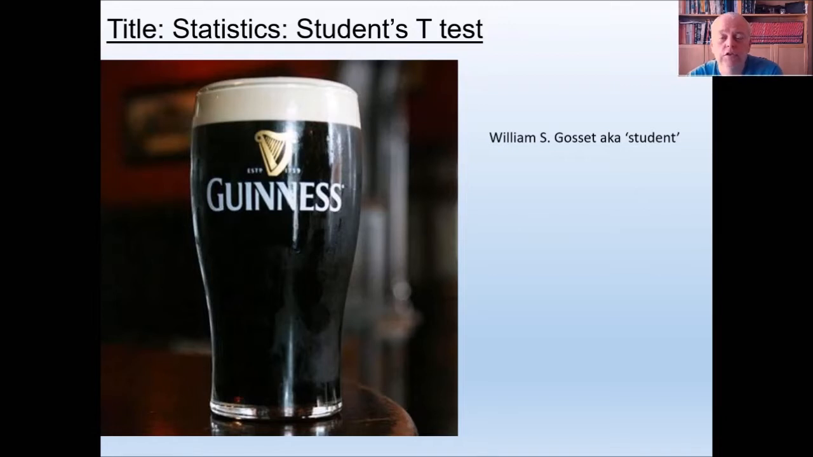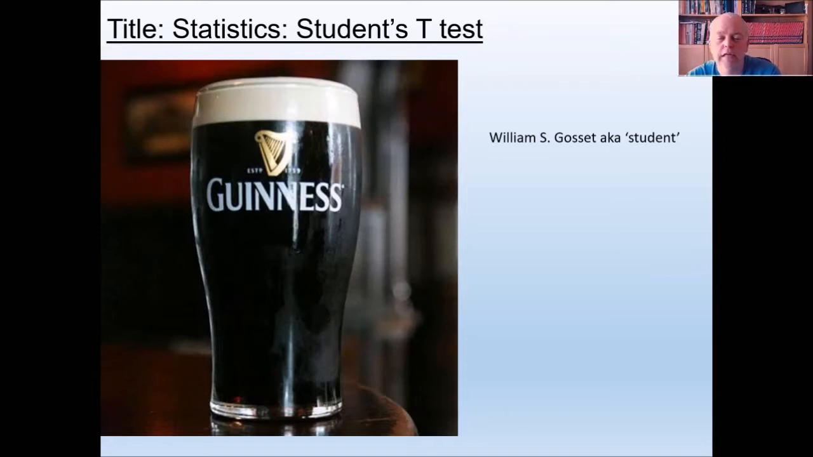So this is called the Student's t-test, and you might wonder, why is there a pint of Guinness on the screen? That's because this particular test was developed by a gentleman called William S. Gossett, also known as Student. He didn't actually give his name to the test. It probably should have been called Gossett's t-test.